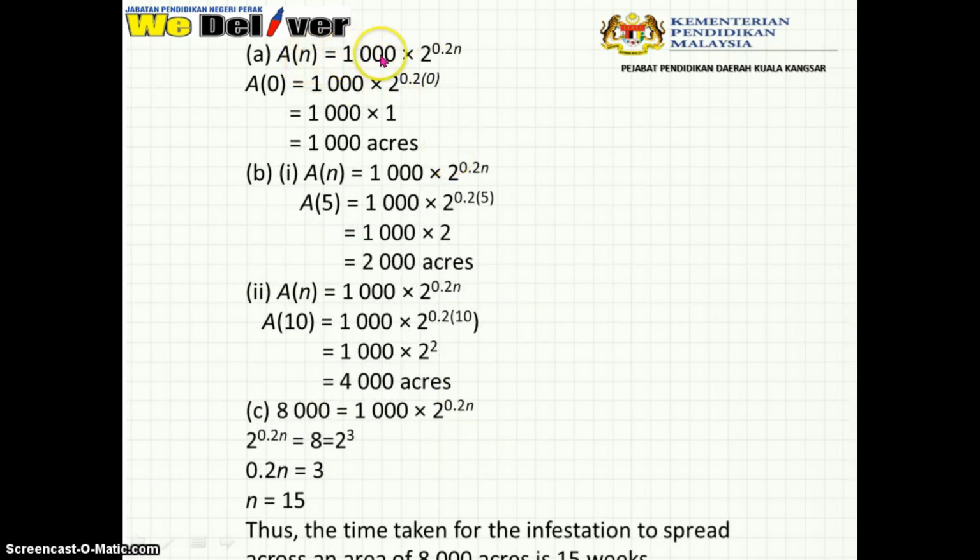Okay, so let's see the answer. Initially n equals 0, so we substitute 0 here. The answer is 1000 times 1 equals 1000. When n equals 5, 0.2 times 5 equals 1, so 2 to the power of 1 is 2, so 1000 times 2 is 2000. When n equals 10, 0.2 times 10 equals 2, so 2 to the power of 2 is 4, and 1000 times 4 equals 4000.